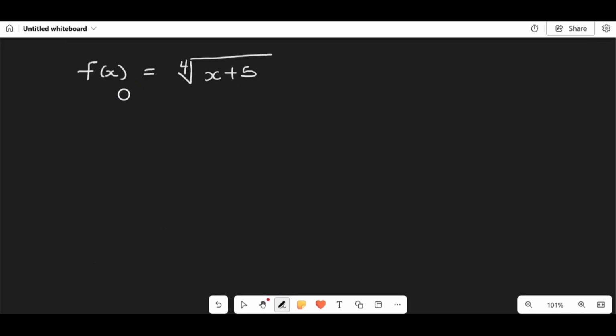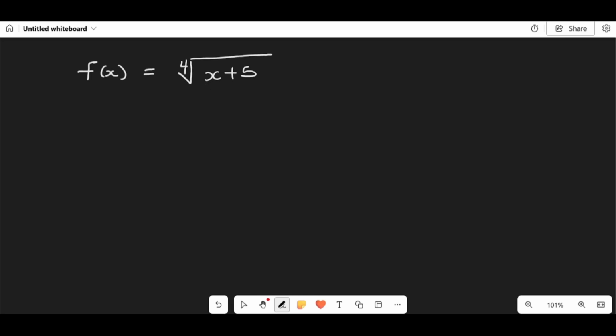We want to find the domain and range of this fourth root function. This is a fourth root, an example of an even root. It is only defined when the expression inside the root is non-negative for all real numbers.